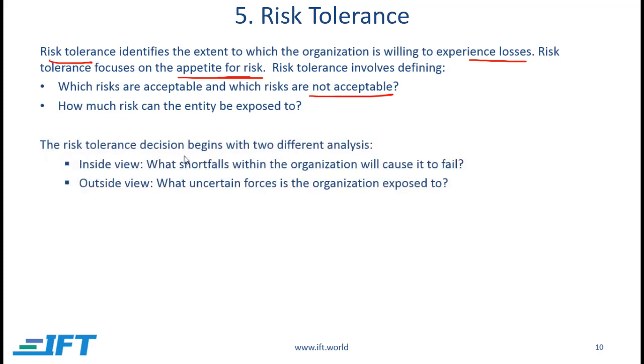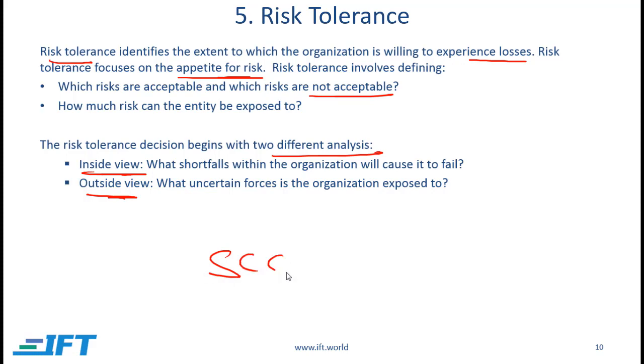The risk tolerance decision begins with two different analyses. Number one, an inside view. What shortfalls within the organization will cause it to fail? And secondly, an outside view. What uncertain forces is the organization exposed to?